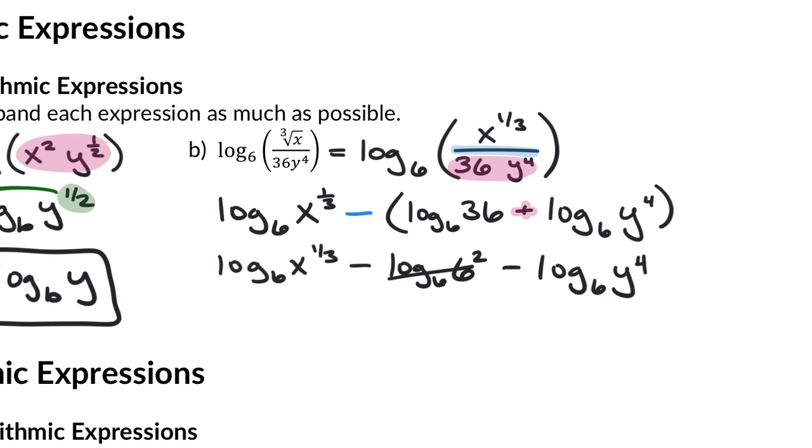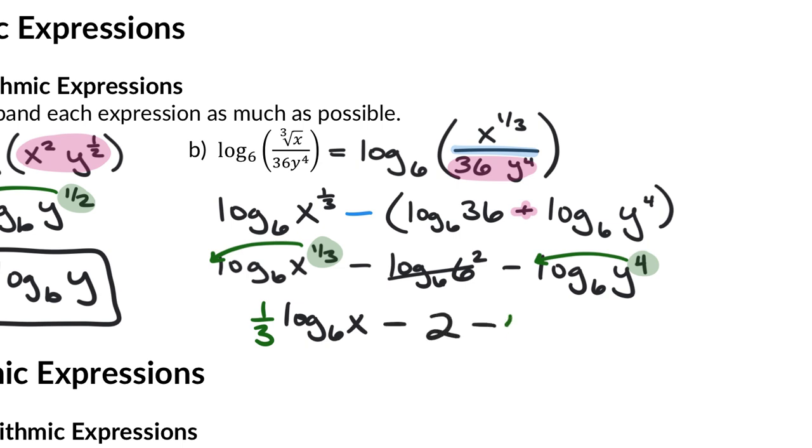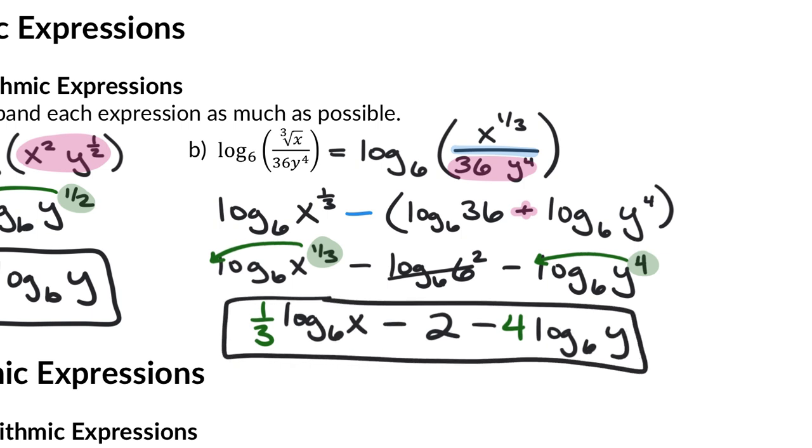I'm also, just to save some space, going to start tackling these exponents here. Based on the power rule, where do I move those exponents? To the front. So they're going to drop in front here. And so our final answer would be 1/3 times log base 6 of x minus 2 minus 4 times log base 6 of y. That's the fully expanded version of that logarithm.